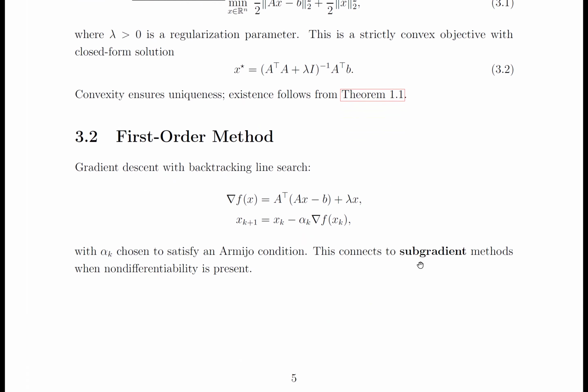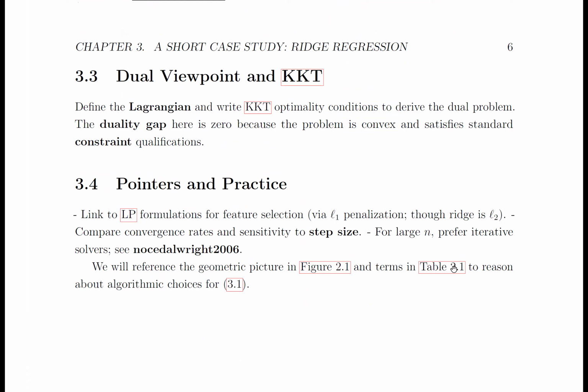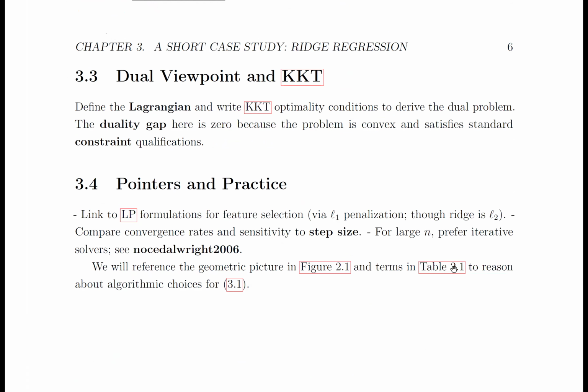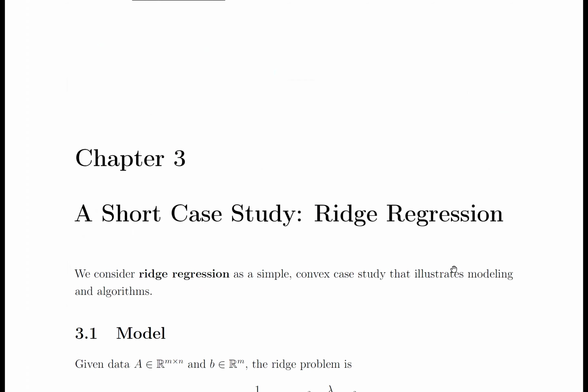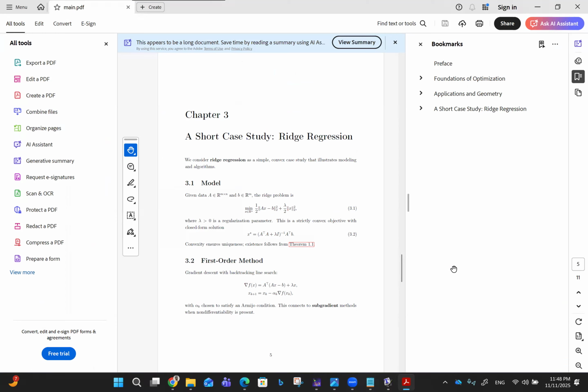Then we have the first order method: gradient descent with backtracking line search. You have this right here, so 3 chapters, but everything ends up in about 5 pages. Where's the last page? Okay, we still have some stuff like this. Let me just go page by page.